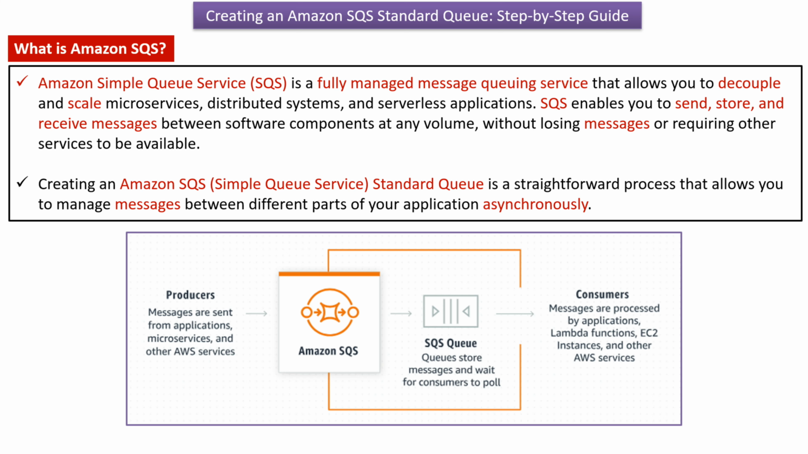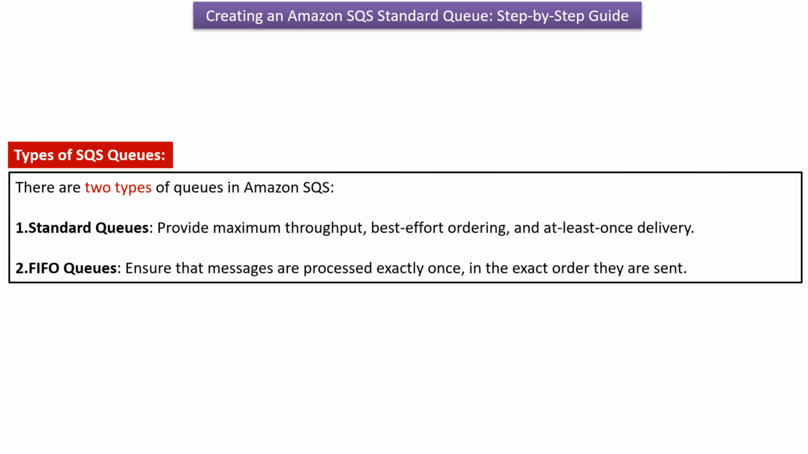Creating an Amazon SQS standard queue is a straightforward process that allows you to manage messages between different parts of your application asynchronously. Types of SQS queues. There are two types of queues in Amazon SQS. The first one is standard queues, which provide maximum throughput, best effort ordering, and at least once delivery. The second one is FIFO queues, which ensure that messages are processed exactly once, in the exact order they are sent.